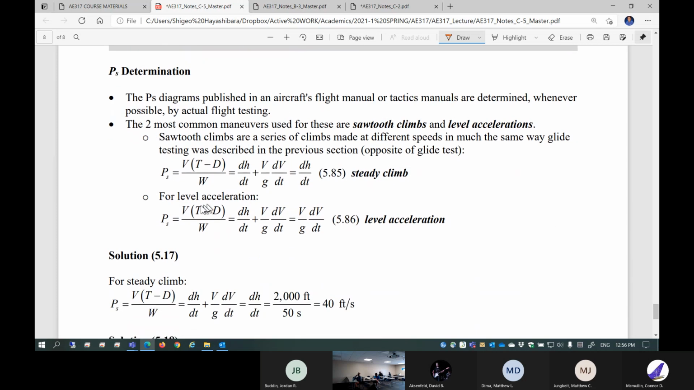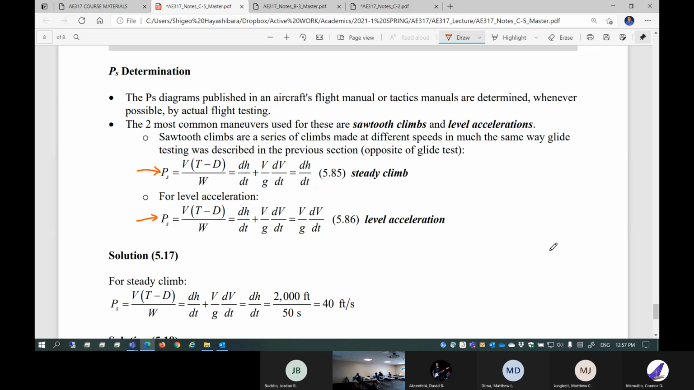So this is the equation to determine specific excess power for steady climb. This is a level acceleration, so this is a sawtooth climb. So this is level acceleration. Simply, you're going to apply these two equations to determine PS. Once you determine PS out of those very simple, very boring test flights, what's the result? You are going to provide a PS diagram, the contour of PS for different altitudes and all that. That is so useful.